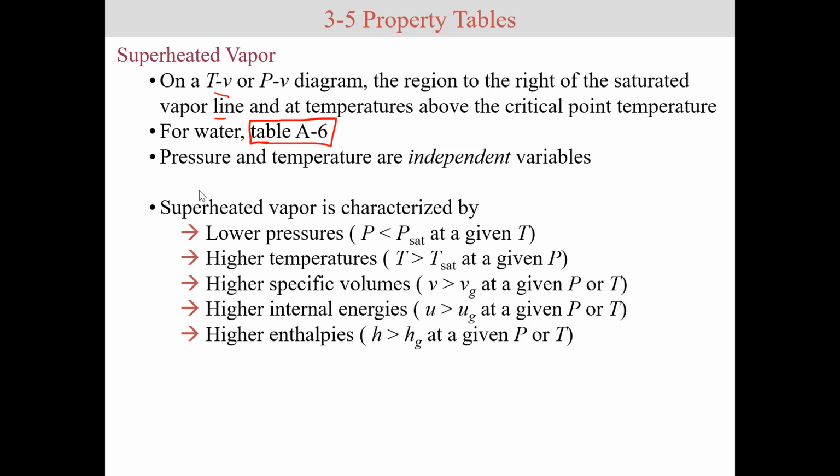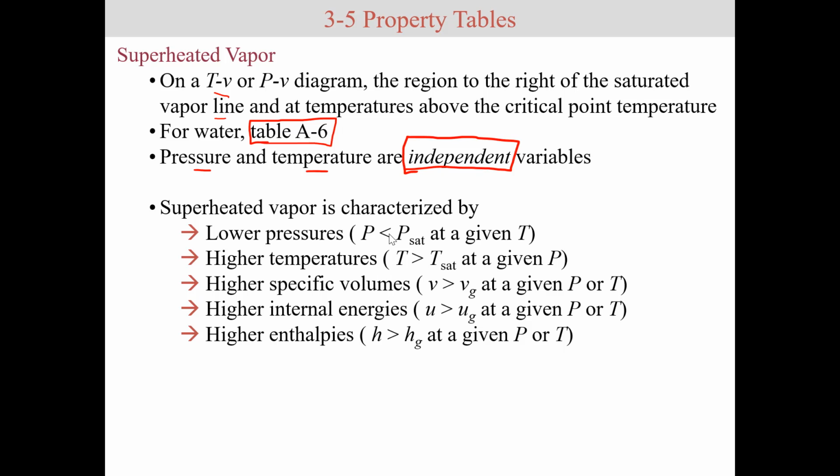Something to understand is that pressure and temperature are independent. They are not dependent. When you looked at the saturation tables, if you know temperature, you automatically also know pressure. If you know pressure, you automatically also know temperature. In this case, it is not true. In a superheated vapor region, pressure and temperature are independent. They're decoupled. You cannot automatically know pressure because you know temperature, because they can be at varying values from each other.